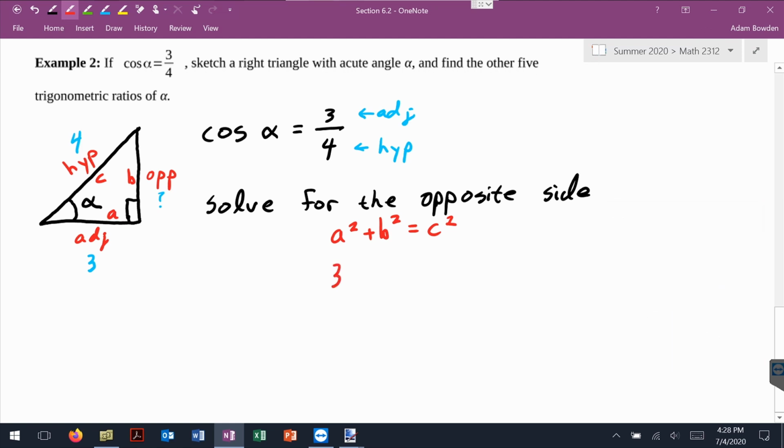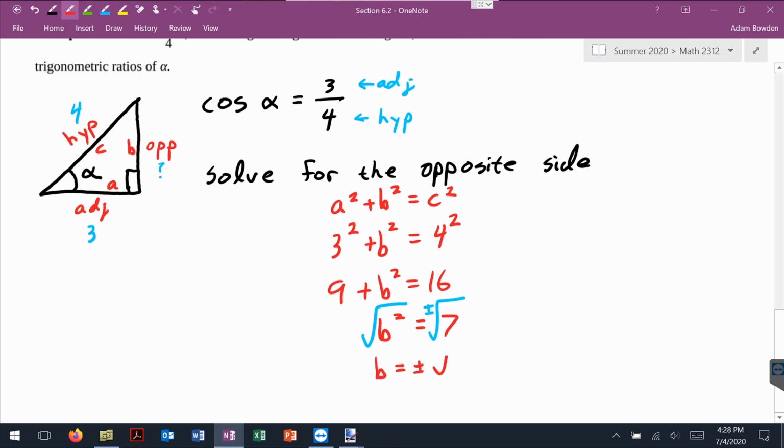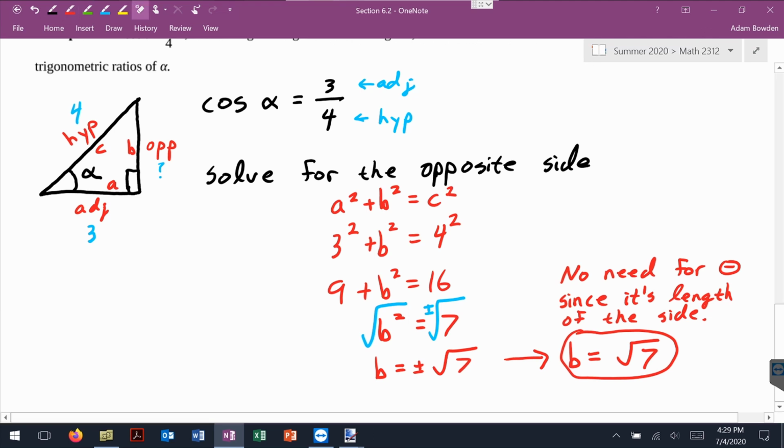So if I plug in here for a, 3 squared plus b squared equals 4 squared. So 9 plus b squared equals 16. Subtract the 9 over, b squared equals 7. We'll take the square root. Generally, put a plus or minus here. So b would be plus or minus square root of 7. However, since we're just using the sides of a triangle, we're not worried about the negative value. And so what that tells me is the length of the side opposite is the square root of 7.